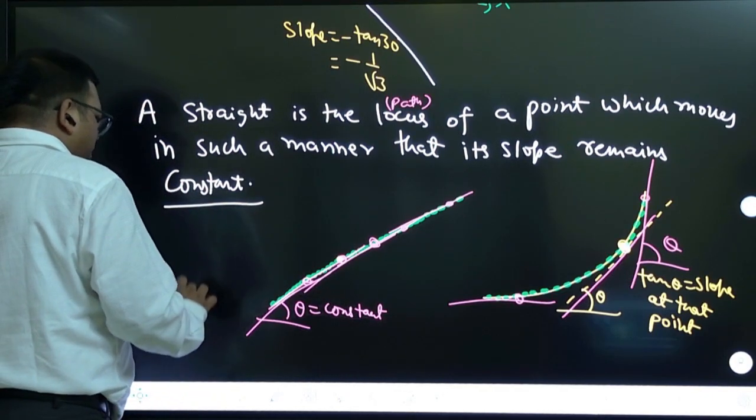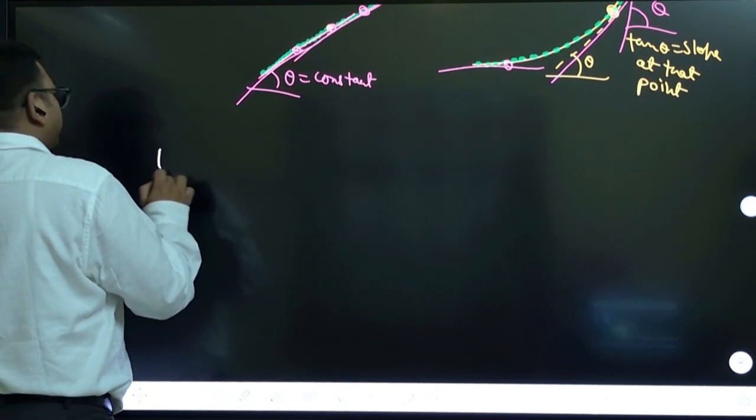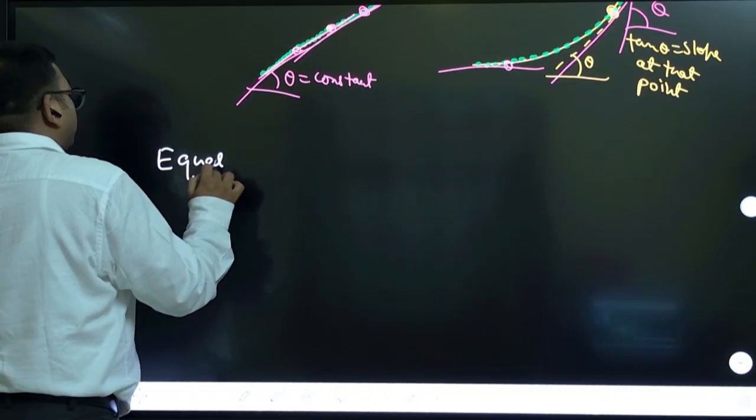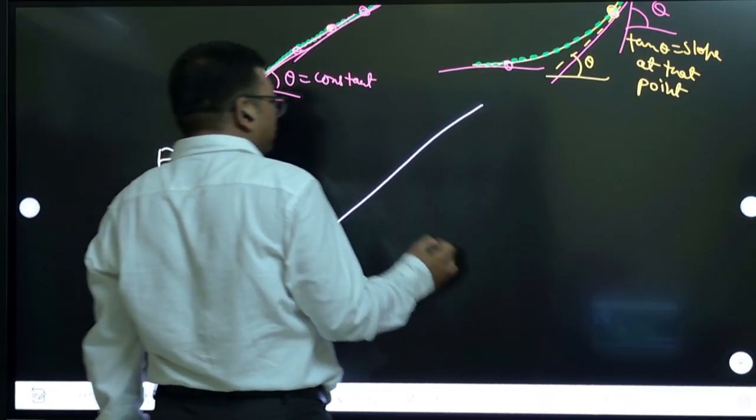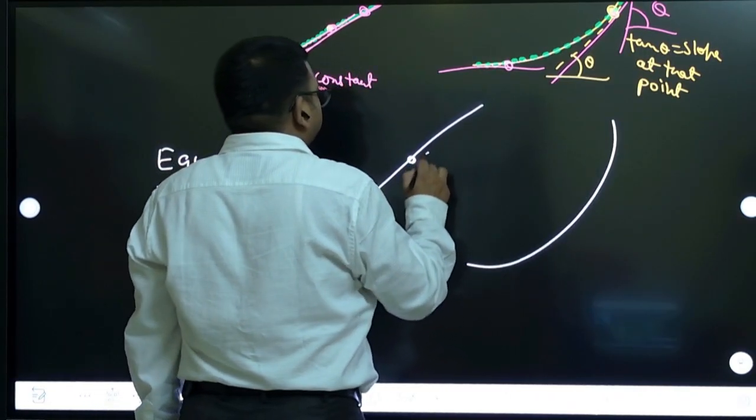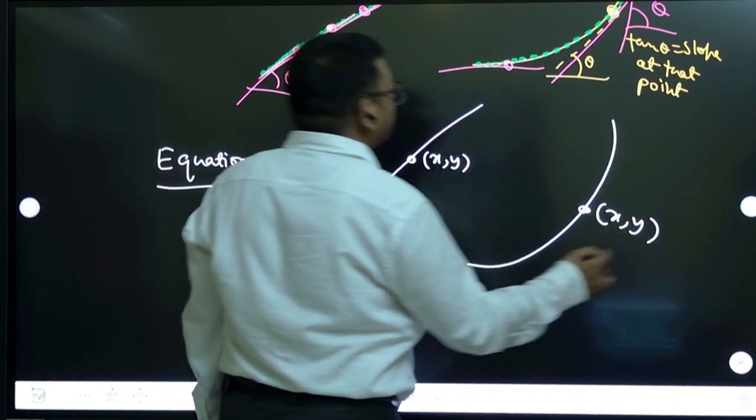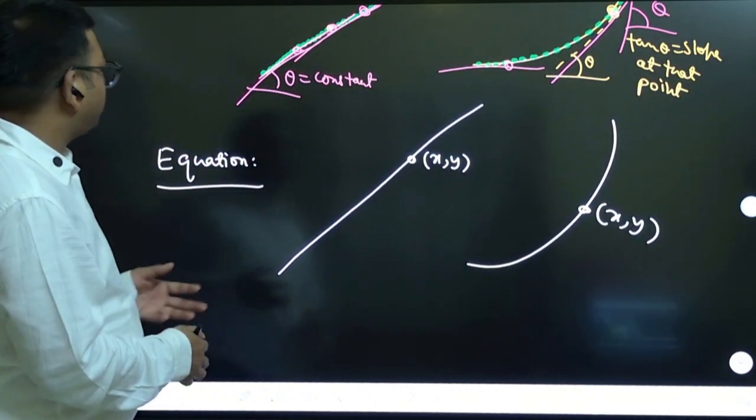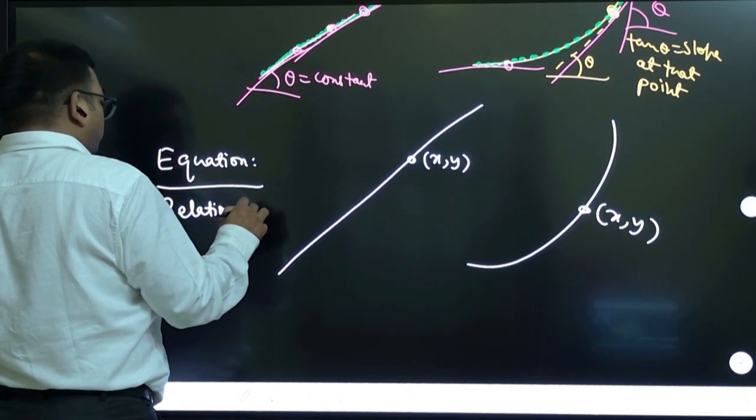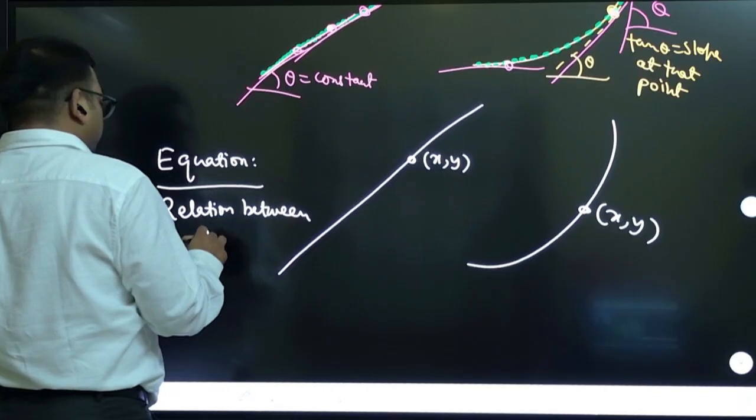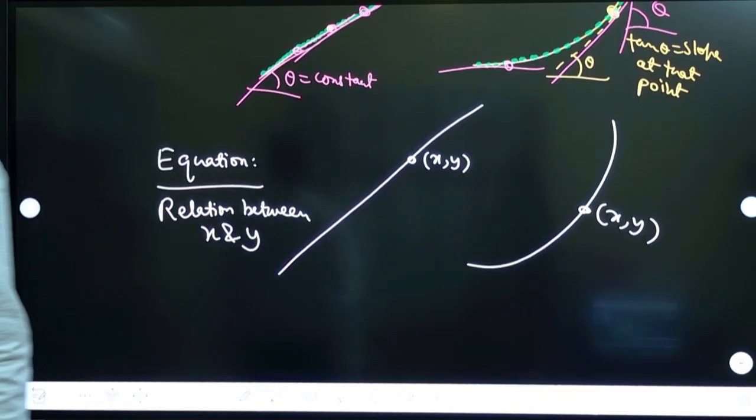Okay. Now going into the concept of equations of a straight line. What is meant by an equation? First of all, an equation is a relation between x and y. Suppose this is the graph of any curve. Take any point x and y on it. That relation between x and y is the equation.